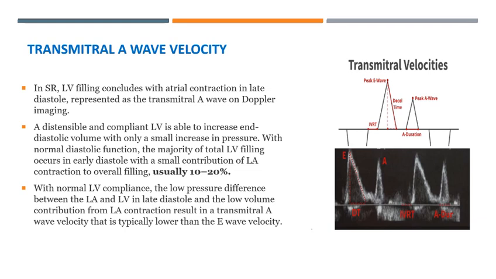With normal left ventricular compliance, the low pressure difference between the left atrium and the left ventricle in late diastole and the low volume contribution from left atrial contraction result in a transmitral A wave velocity that's typically lower than the E wave velocity.